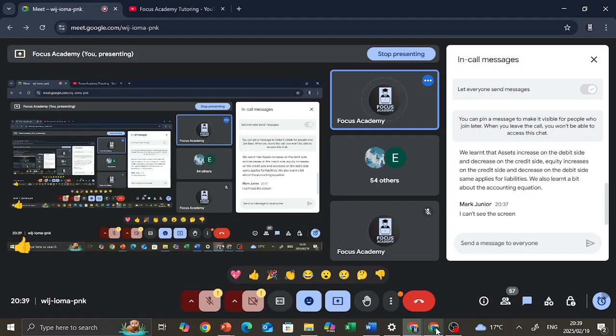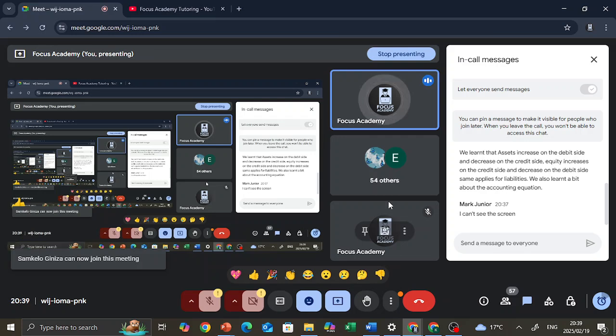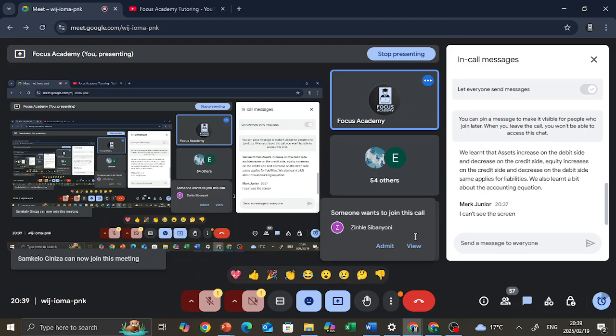Right. But are you guys with me? Let me see some engagement. Can you still not see the screen? Please just confirm. Are you still not seeing the screen?